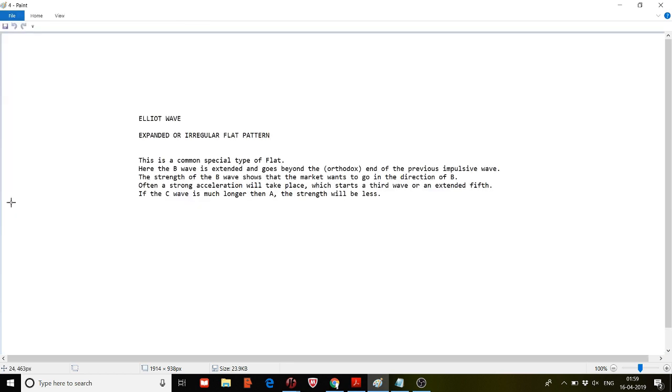So the expanded or irregular flat pattern: I have already described that wave B will be extended and goes beyond the area of wave A, because wave A is just the beginning of the ABC pattern. That is also one kind of corrective pattern, and as I have mentioned earlier, you can notice it in wave 3, wave 5, or after wave 5 in corrective patterns of wave ABC.